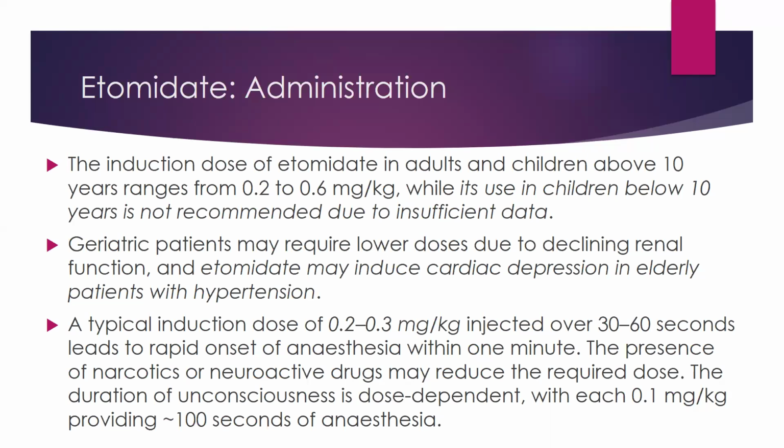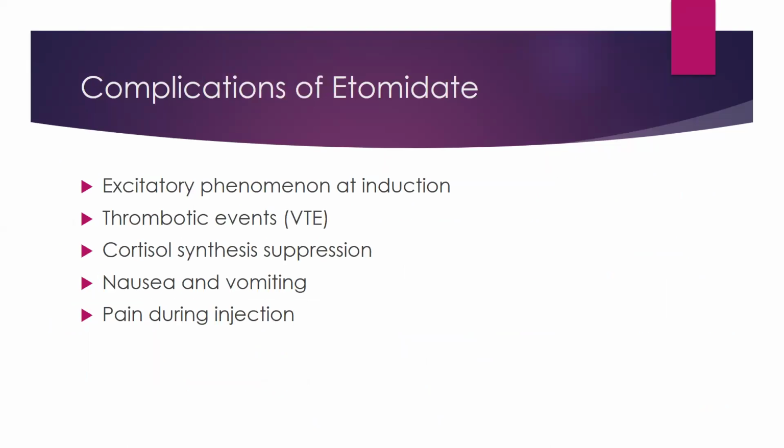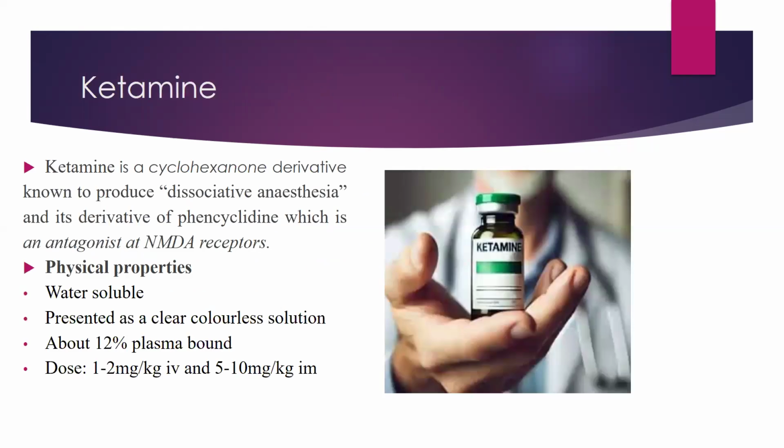The duration of unconsciousness is dose dependent. A dose of 0.1 milligram per kg will provide about 100 seconds of anesthesia. Complications: excitatory phenomena at induction, cortisol system suppression, nausea and vomiting. It can induce thrombotic events, and because of the propylene glycol it is produced in, it can cause pain during injection.